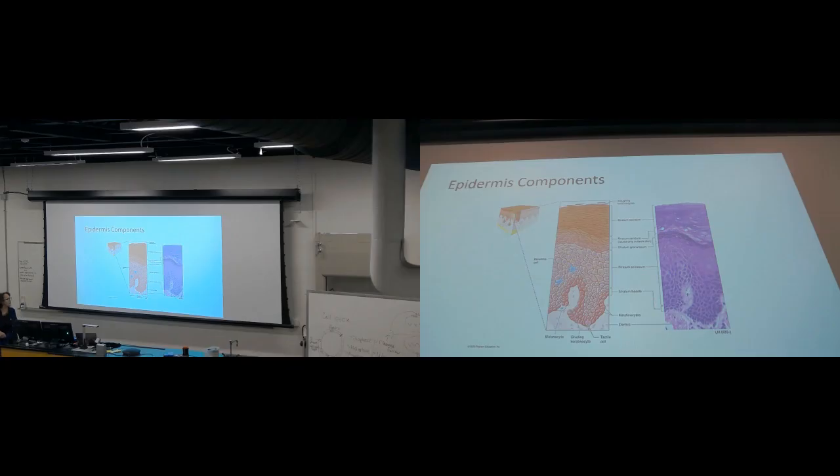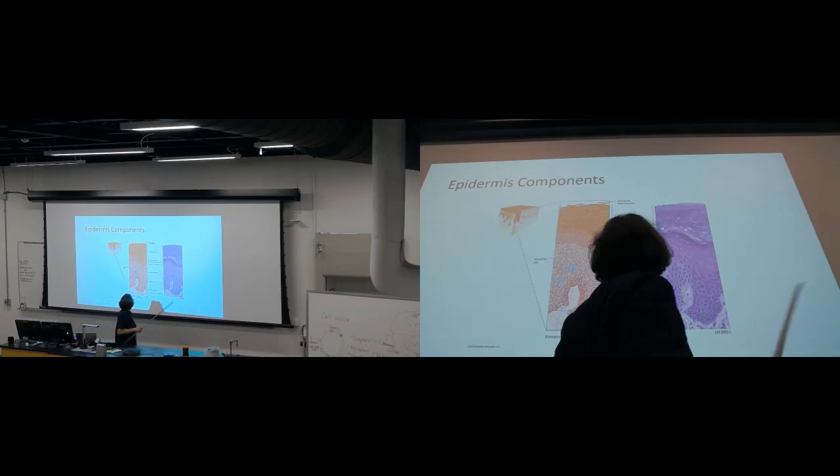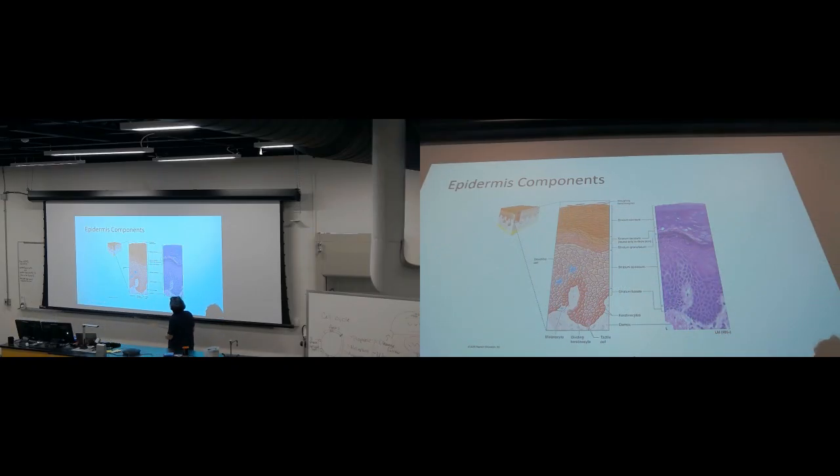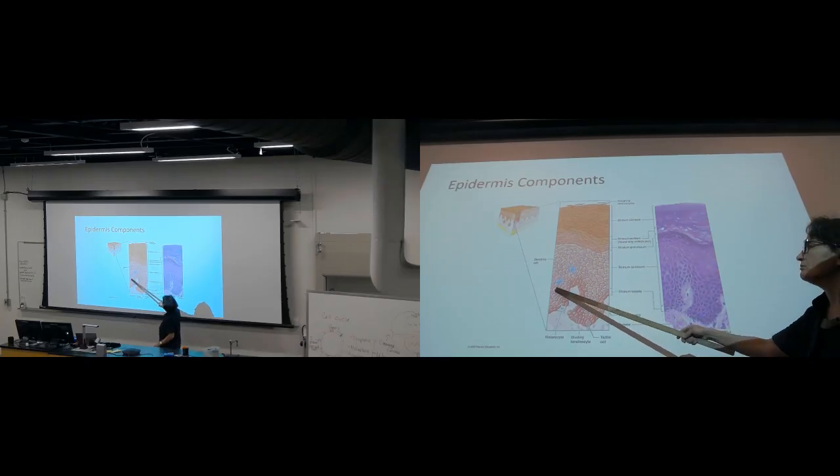So then in this stratum basale, that's where you have the dividing keratinocytes. So you have stem cells. And these stem cells are constantly dividing, and replacing these superficial cells. And as they divide, the cells migrate from the stratum basale, which is here, into the next layer, which is called the stratum spinosum.